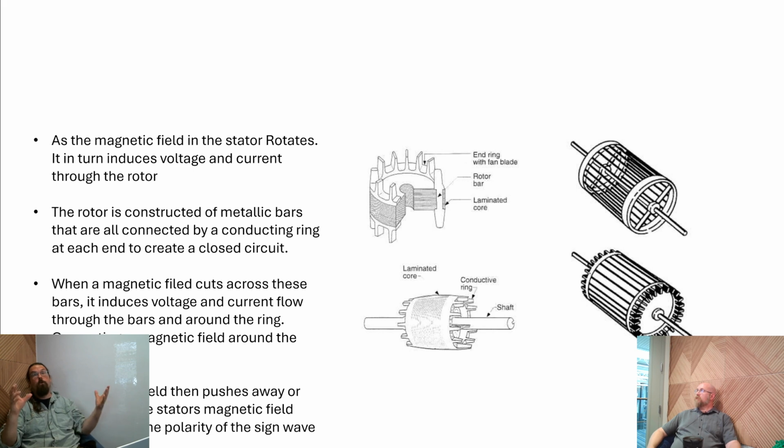If we put this squirrel cage in the presence of a changing magnetic field, we're going to induce voltages on these bars, and because they're connected to one another through those metallic rings, we have a closed circuit. That means we're going to get current flow through this squirrel cage as that magnetic field is moving, which in turn generates a corresponding magnetic field of the opposite polarity, which gets us back to that position we were at with the DC motor, with the repulsion and attraction.